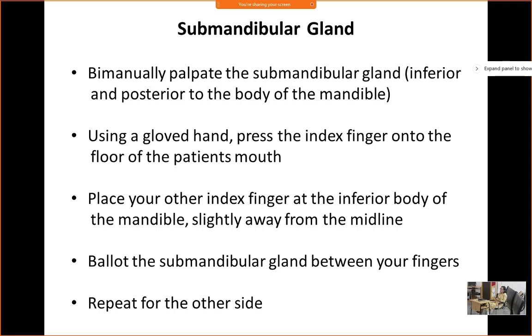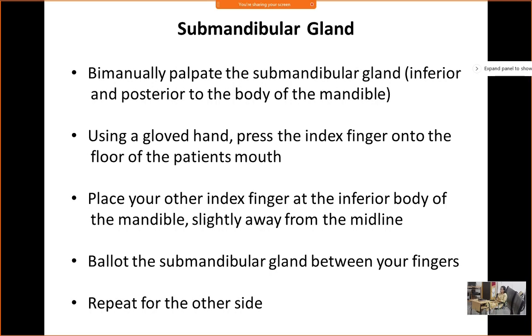Using a gloved hand, because it is a bimanual examination, one of your fingers has to be inside the oral cavity, so you need to use gloves. Press the index finger onto the floor of the patient's mouth, and place your other index finger at the inferior body of the mandible, slightly away from the midline. This is what you mean by bimanual palpation of the submandibular gland: one index finger inside the oral cavity and the other on the outside. Then ballot the submandibular gland between your fingers.